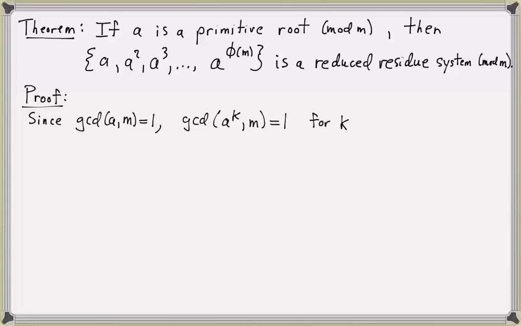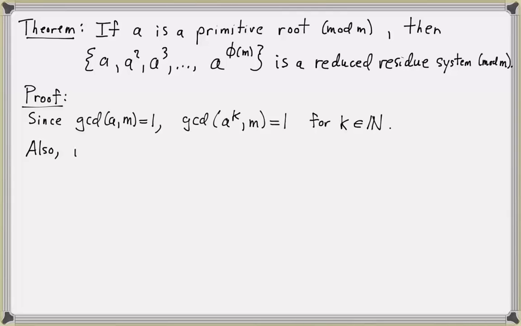So this is true for any positive power of a. So if k is a natural number, a positive integer, then a to the k will still be relatively prime to m. So all of the elements of our set are relatively prime to m. Now we need to show that they're mutually incongruent.